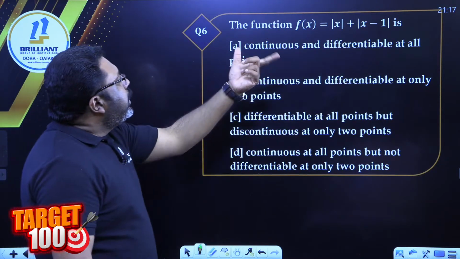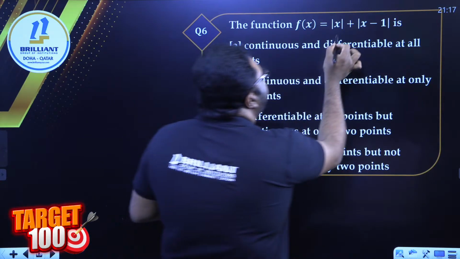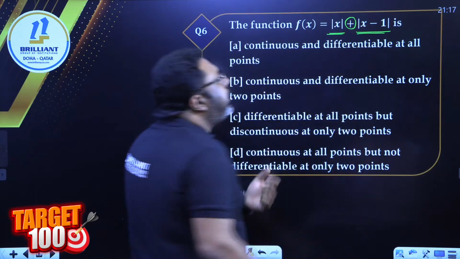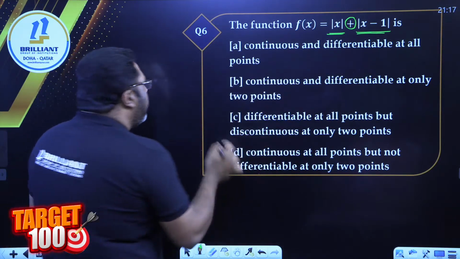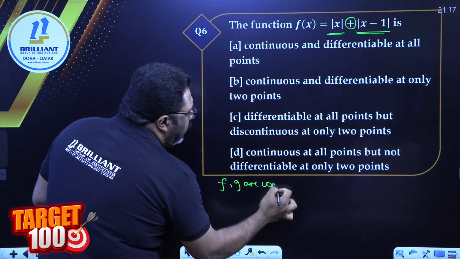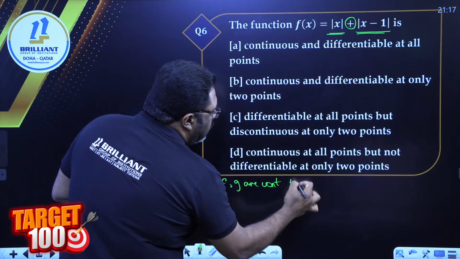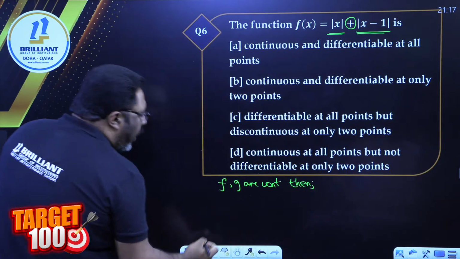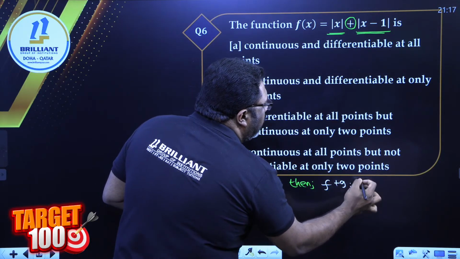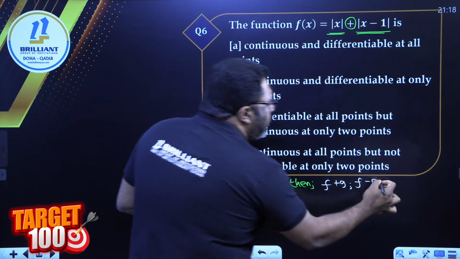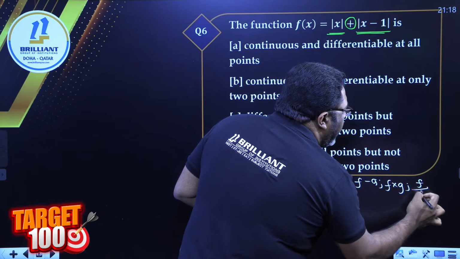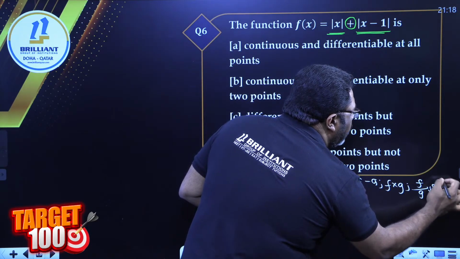Question number 6. Do you see again a question of modulus, but this time around I've made a small change in the question. It's about addition between two functions. Remember, f comma g are continuous. Then according to the property of continuity of functions, f plus g, the addition, f minus g, the subtraction, f multiplied with g, the product, f divided by g, provided that g is not equal to 0.